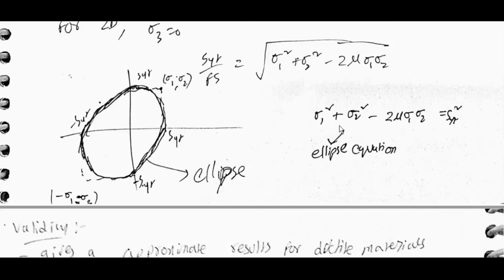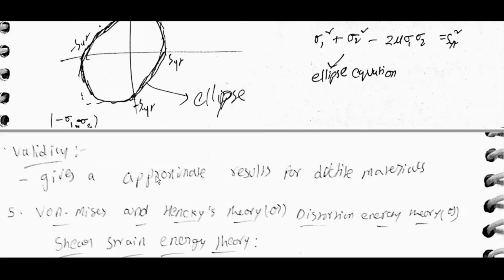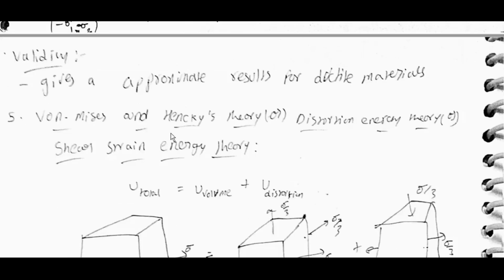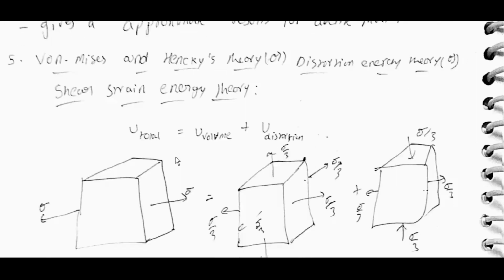σ1² − σ2² − 2μσ1σ2 = Syt². This will be an ellipse, a rhombus inside the ellipse. This theory gives appropriate results for ductile material. Next, the Von Mises and Hencky theory, or distortion energy theory, or shear strain energy theory.